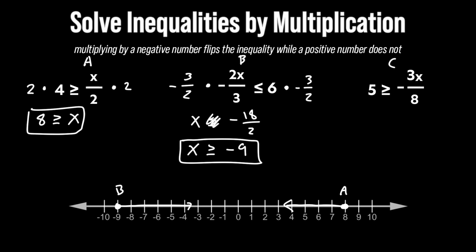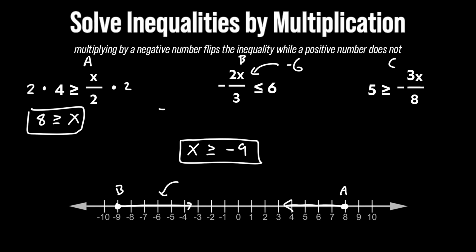Let's see why flipping the inequality works. Because this graph includes any value that's greater than negative 9, that means if we took negative 6, for example, it would work, right? So let's take negative 6 and plug it back into the equation. So here we're going to plug in negative 6 for x, and we're going to get 12 over 3 is less than or equal to 6. This is equivalent to 4 is less than or equal to 6. And this checks out. This works. So we've proven that the inequality does get flipped here.